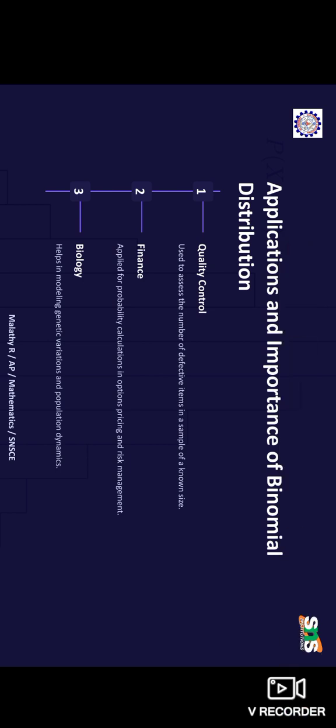Applications of binomial distribution are in quality control, in finance and in biology. We can use the binomial distribution in each. In quality control, it is used to assess the number of defective items in a sample of known size. In finance, it is applied for probability calculation in option pricing and risk management. In biology, it helps in modeling genetic variation and population dynamics. Thank you.